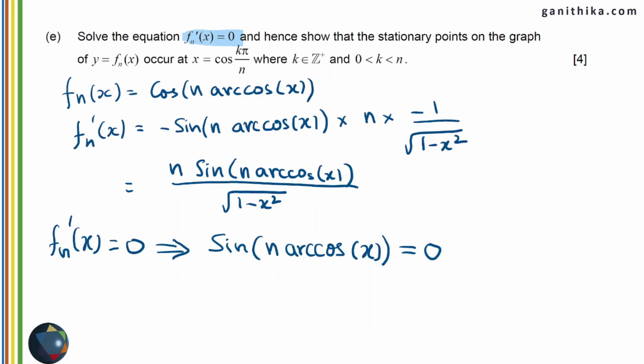Simplifying that expression, you will get sine of n arccos x is equal to 0, only when x is not equal to plus or minus 1. Why? Because the denominator has the square root of 1 minus x squared. You can multiply by this denominator on both sides of the equation only when the denominator is not equal to 0. So when x is equal to plus or minus 1, root of 1 minus x squared becomes 0. Therefore, you should not be having the x values as plus or minus 1. Only in that case you can have sine of n arccos x is equal to 0.